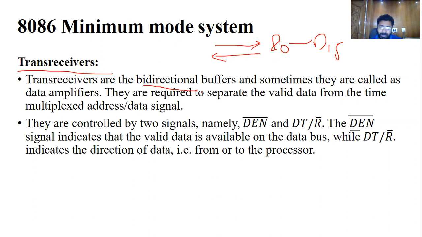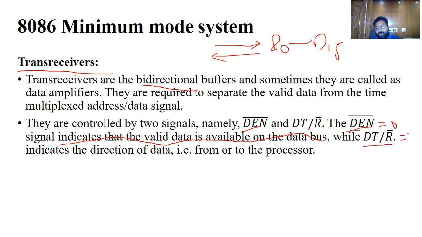For that purpose, we require some controllers, namely DEN and DT/R bar. What is DEN? Data enable. DEN bar equal to 0 means it works as a 0. Why is this DEN bar required? It indicates that valid data is available on the data bus. So valid data is available on the data bus. It indicates that. So what is DT/R bar?